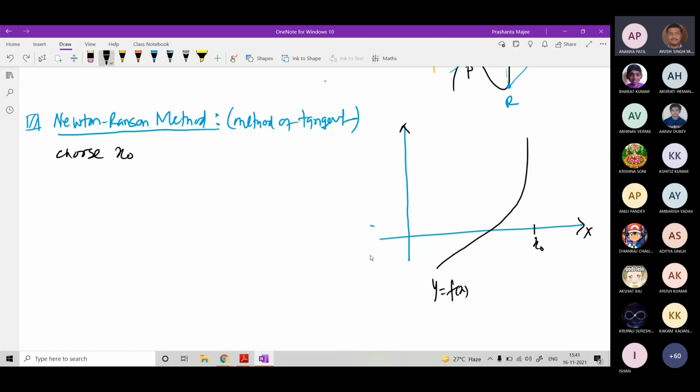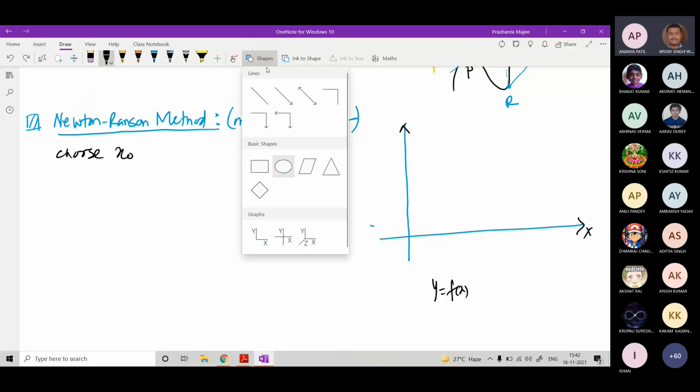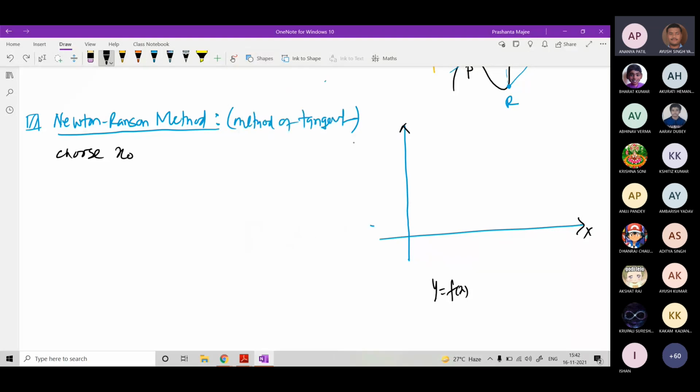I have to make it a curve because I will be drawing a tangent. Let me do it manually by hand. Okay, so this is the curve y equals f of x, and choose x naught here. Where is the root? This intersecting point. This is the root alpha.